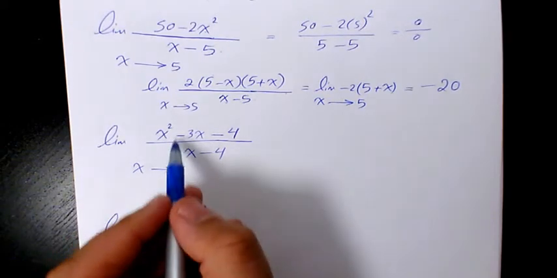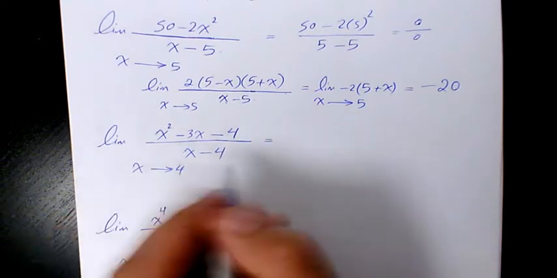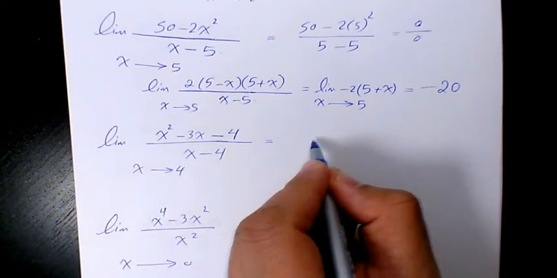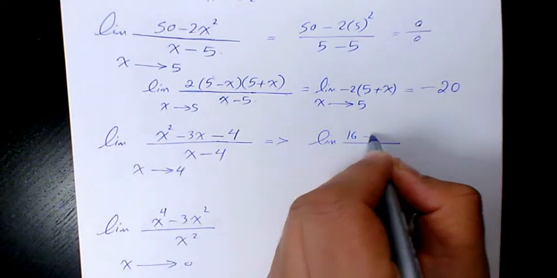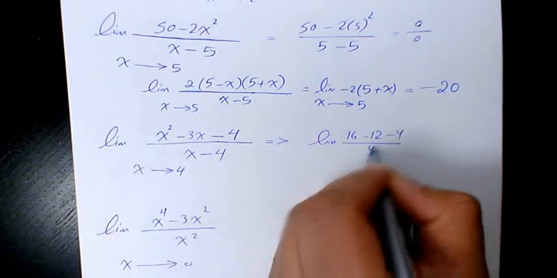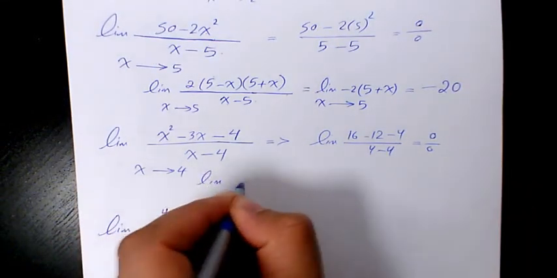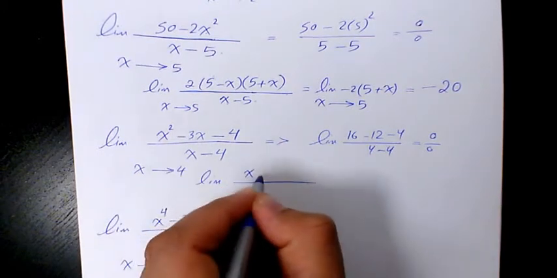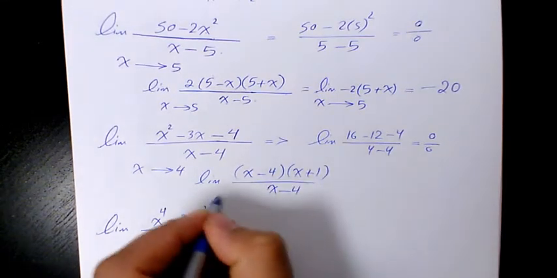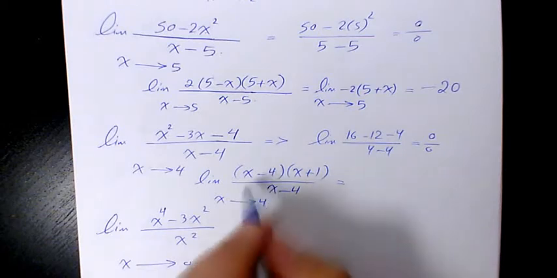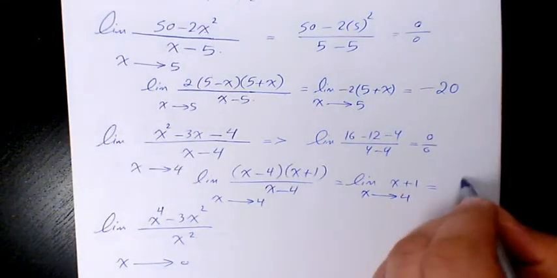Next one is going to be the limit of x squared minus 3x minus 4 over x minus 4 when x approaches 4. Substituting, that's 16 minus 12 minus 4, and 4 minus 4 is 0, so we get 0 over 0. Now you factor that: x minus 4 times x plus 1 over x minus 4 when x approaches 4. These two again cancel out, and it's going to be x plus 1 when x approaches 4. 4 plus 1 is going to be 5.